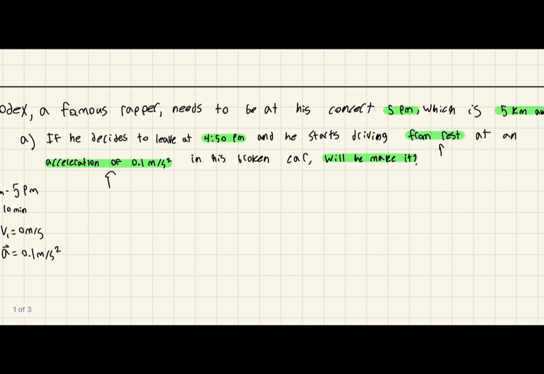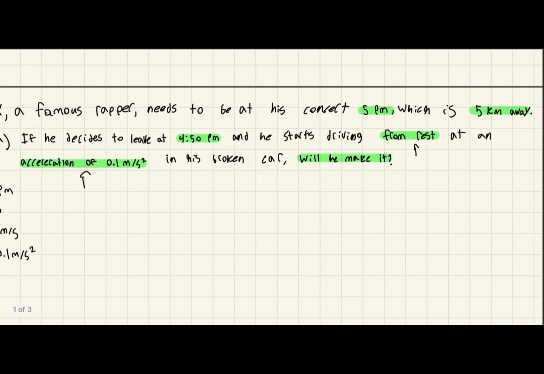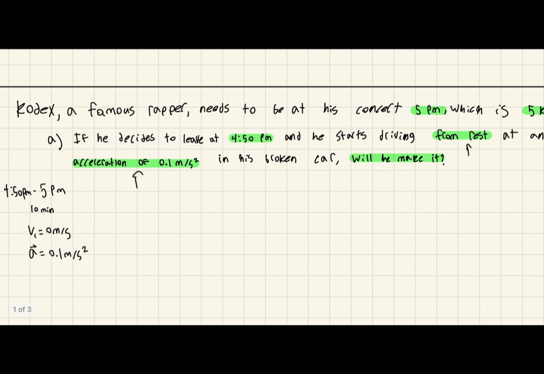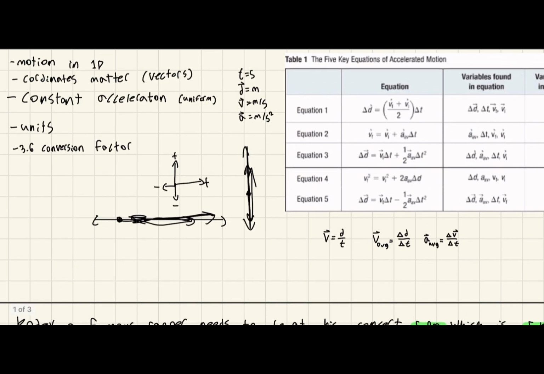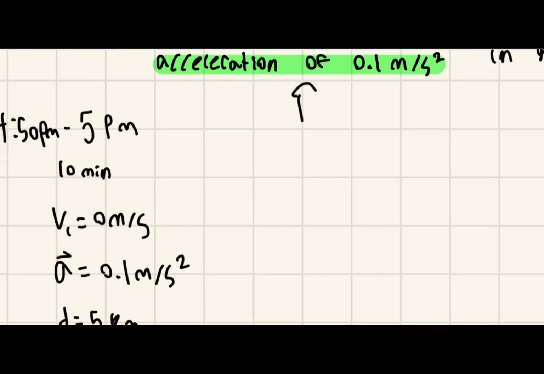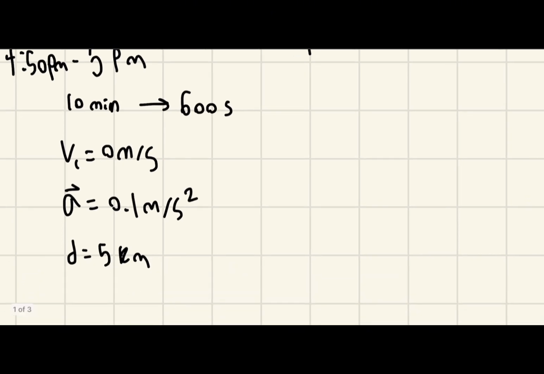And finally, we know that the distance is 5 kilometers away. And it's asking, will he make it? Okay, so before we go into actually solving this problem, let's convert all of our units into our base units. We know that he has a 10-minute span to get there. So 10 minutes in seconds would just be 10 times 60. So he has 600 seconds to get there.